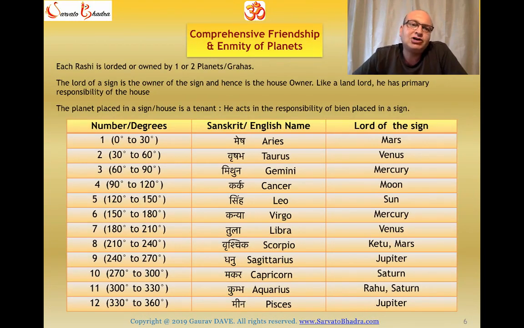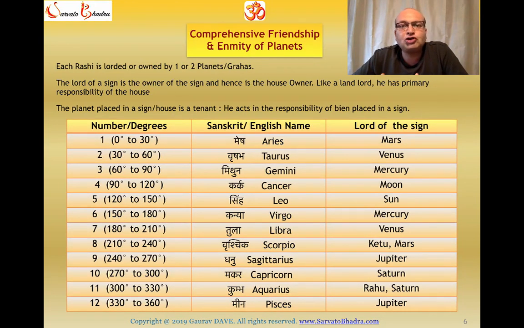Each Rashi is lorded or owned by 1 or 2 planets, grahas. The lord of the sign is the owner of the sign and hence is the house owner. Like a landlord, he has primary responsibility of the house. The planet placed in a sign or house is a tenant. He acts in the responsibility of being placed in a sign. So we have 12 signs and every sign has a lord.